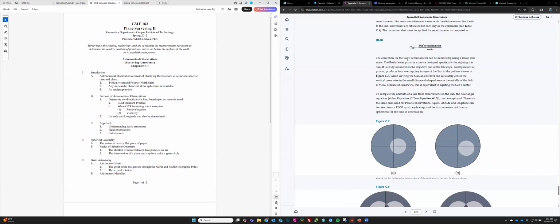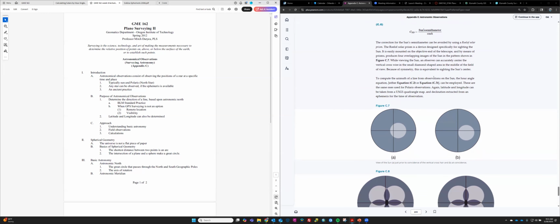The correction for the sun's semi-diameter can be avoided by using a roll-off solar prism. The roll-off solar prism is a device designed specifically for sighting the sun. It is easily mounted on the objective end of the telescope, and by means of prisms produces four overlapping images in the sun pattern, as shown in figure C.7.